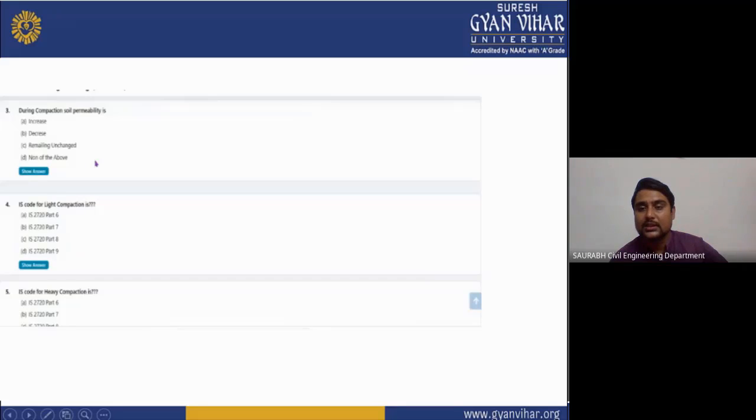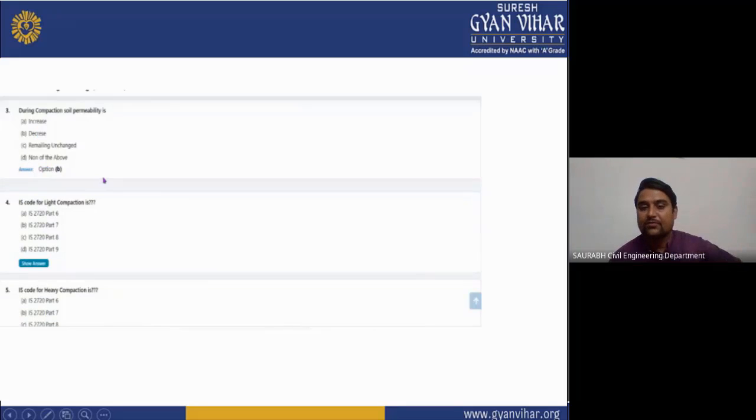Volume of soil will be decreased. When volume of soil is decreased, permeability will also decrease. If you do very good compaction of your soil, there will be no permeability. So your right answer will be here: during the compaction of soil, permeability decreases. Your right answer will be B.